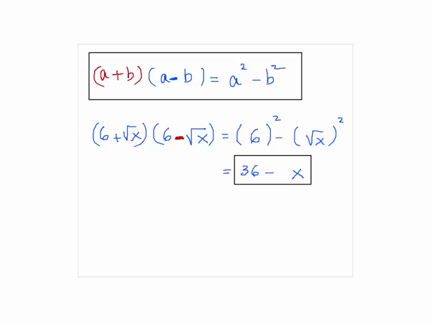So that would be multiplying by its conjugate. Okay? Conjugate, yeah. There we go. Conjugate.